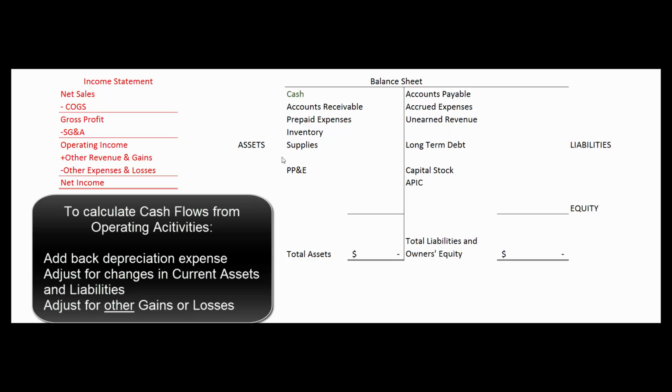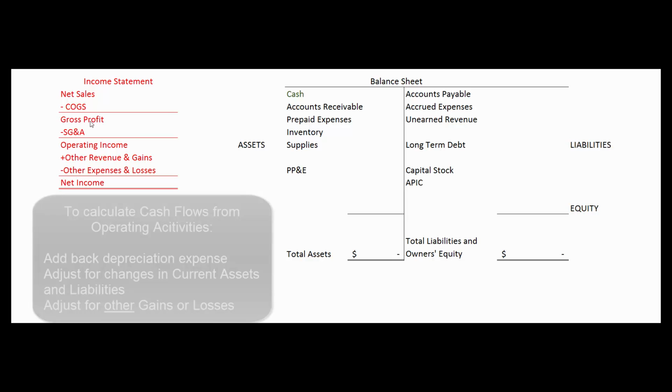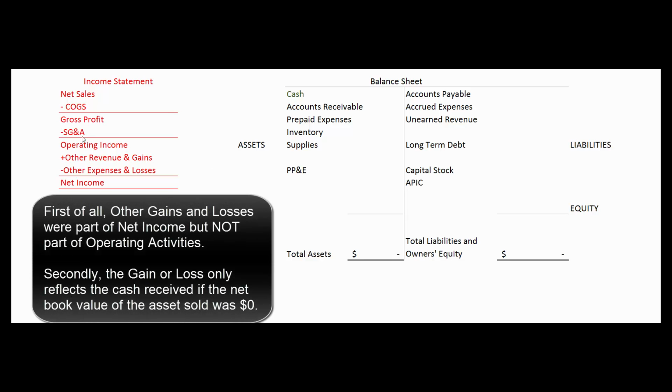So if we had a gain on the sale of property, plant, and equipment, it showed up in our income statement but that isn't operating activities. That is investing activities. And besides that, the cash that we got from a sale isn't always equal to the gain or the loss. That would only be the case if the property, plant, and equipment had a zero book value.